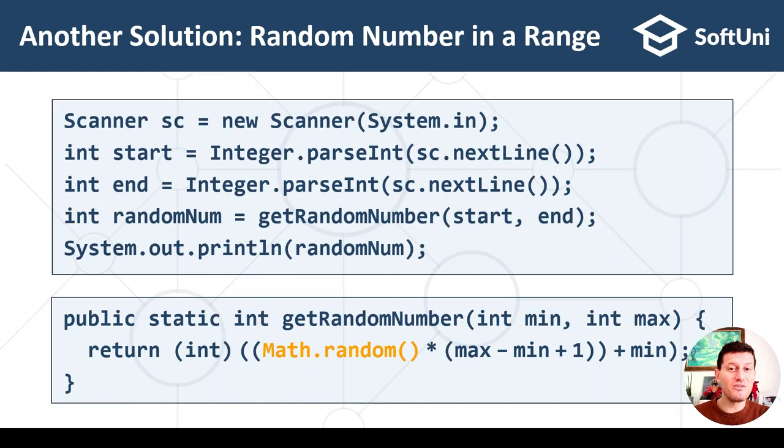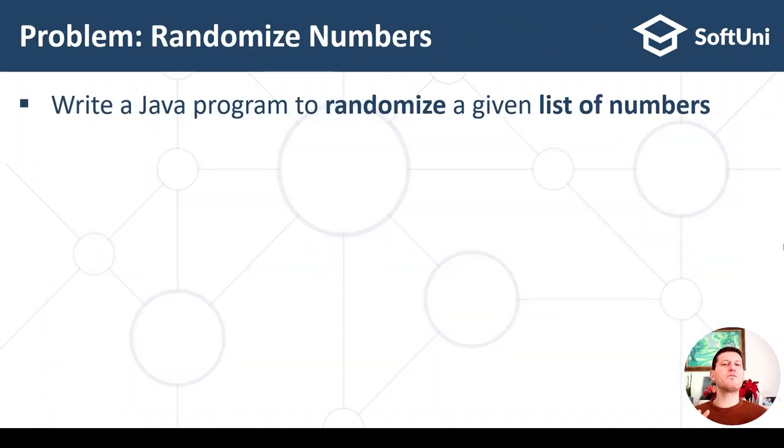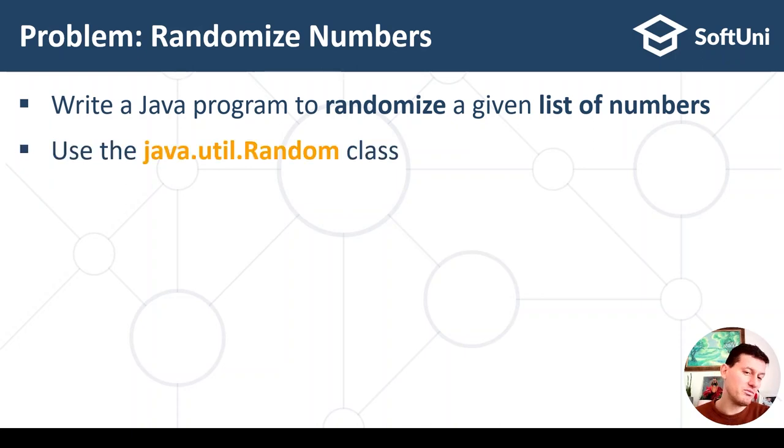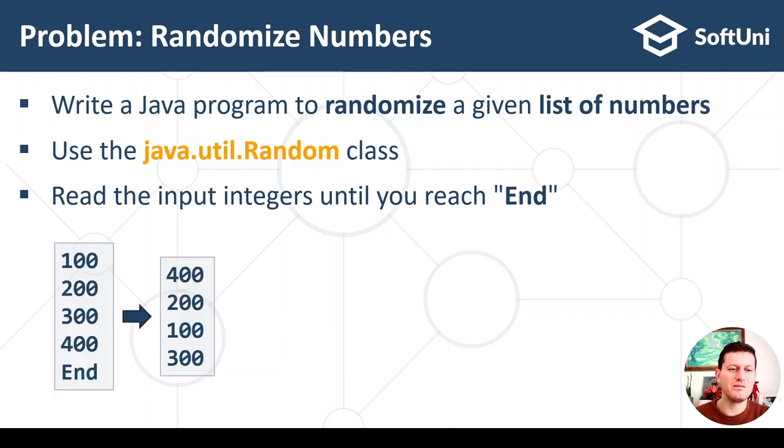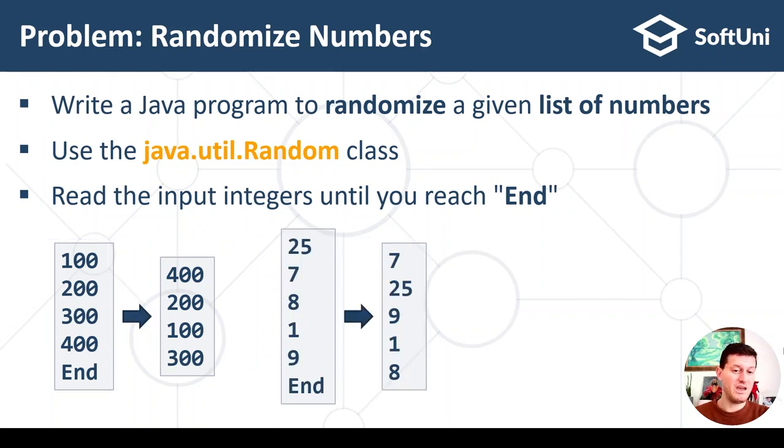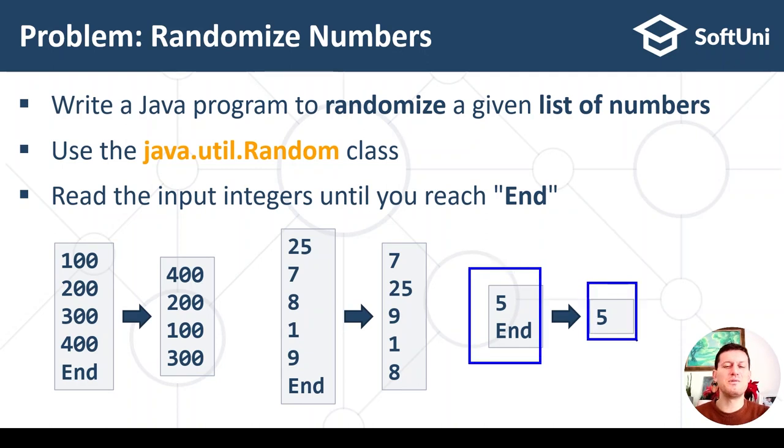Okay, let's solve one more problem. It's called randomized numbers. We need to write a Java program to randomize a given list of numbers. We'll use the Java util Random class, and we read the input integers until we reach end. So integers come as a sequence, first, second, third, and so on, until we reach end. And these numbers, we need to randomize them in random order and print them. This is a sample output. It might be different every time we run the program. And if we have only one number, obviously the output will be the same number.